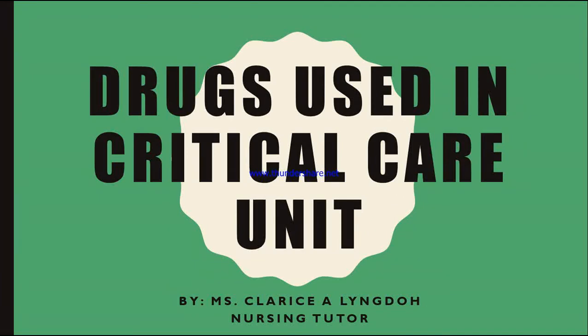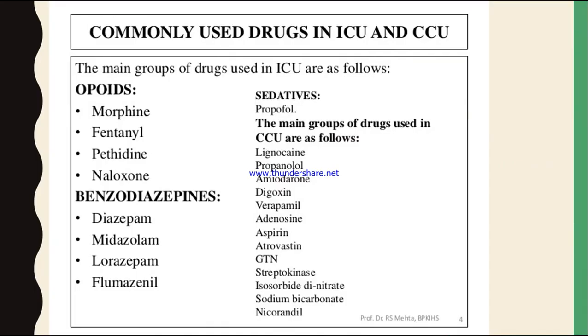Today I will be teaching about the topic drugs used in critical care unit. This topic is for BSc third year. They are commonly used drugs which are used in ICU and the critical care unit, categorized into groups. The first is the opioids, such as morphine, fentanyl, pethidine, and naloxone. These are the commonly used opioids in the hospital.